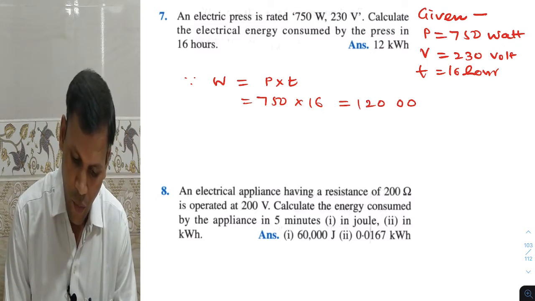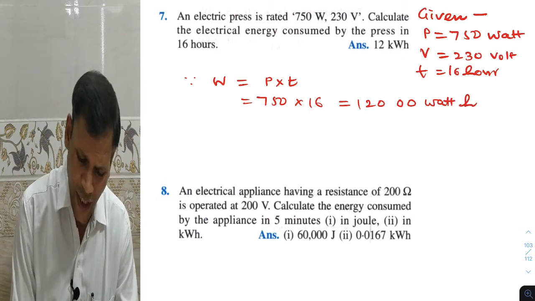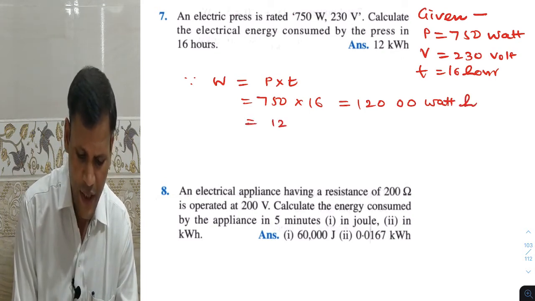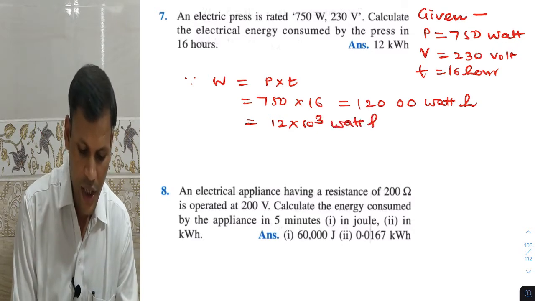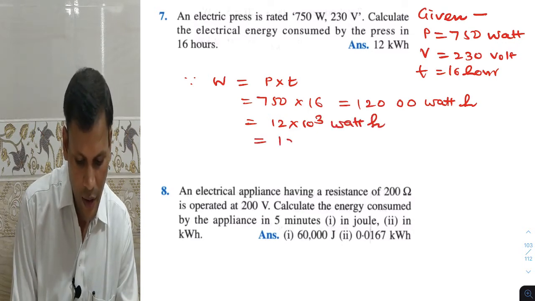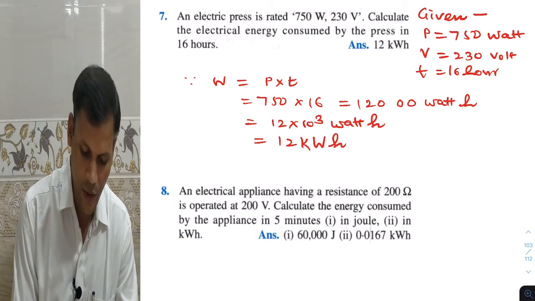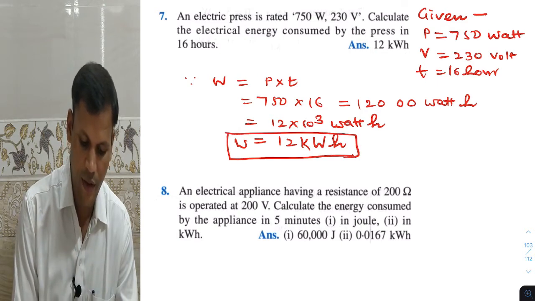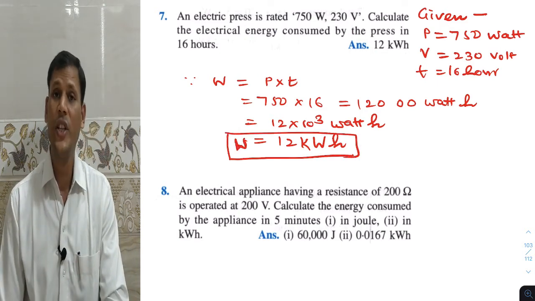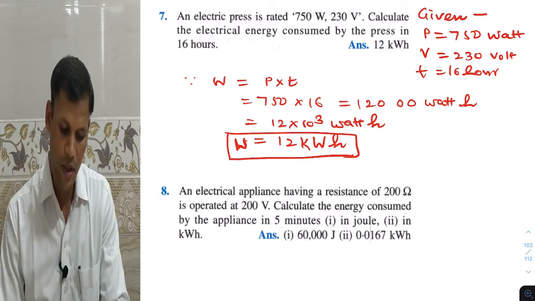That much watt hour. So we can write it, it is 12 into 10 raised to 3 watt hour. So this will be 12 kilowatt hour, that is work done, or that is electrical energy. Electrical energy is represented by W. Don't be confused about this part.